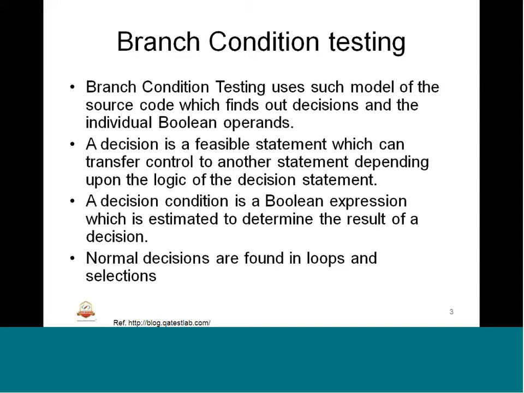Normal decisions are found in loops and selection, same as here. We have a combination of that. Boolean operands within the decision condition are tested with the help of this. So each of these Boolean operands needs to be tested for the variables that it is taking care of.